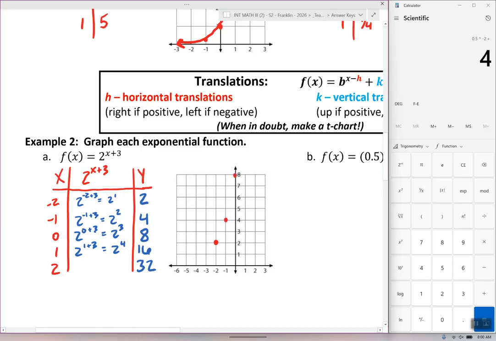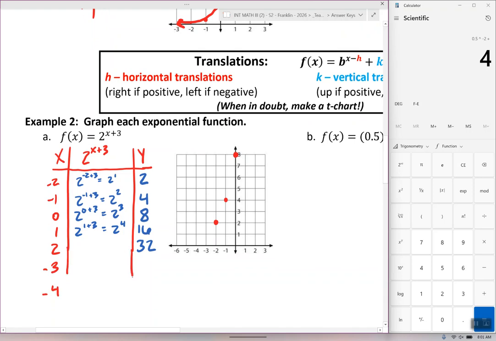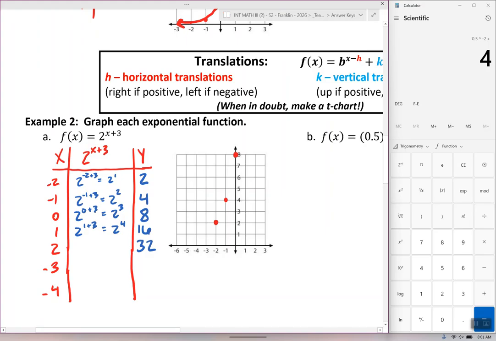0, 8, and that's about as much as I can do. I can't fit 16 and 32 on here. But notice we didn't really get to see the back half of our graph. So I'm going to go ahead and do a couple more numbers here. Let's do -3 and -4. I'd like to see the whole picture. I can't assume where this left half is going.